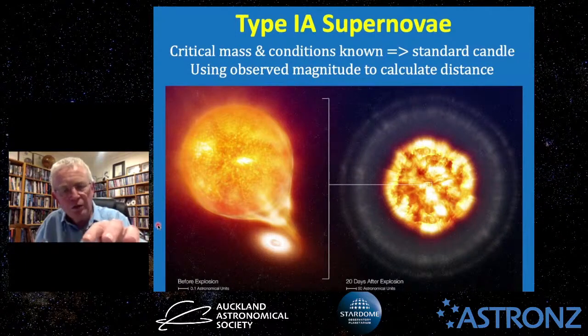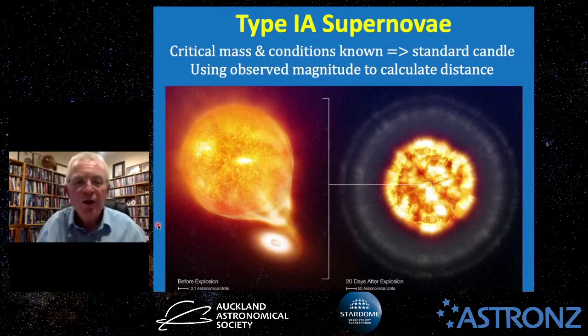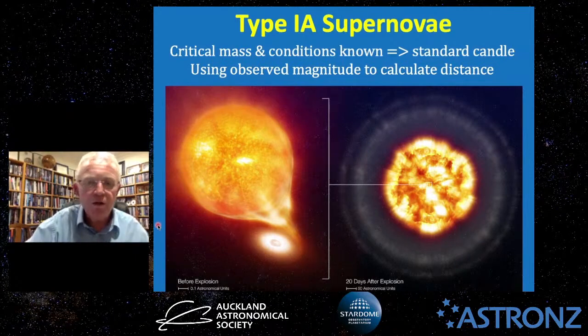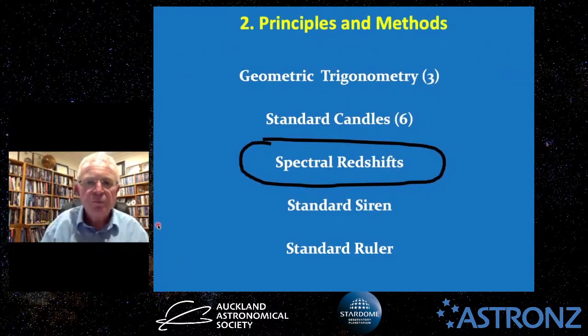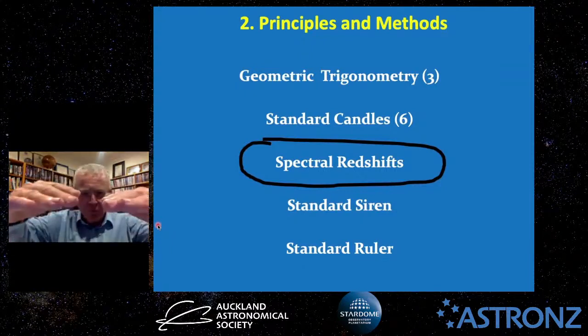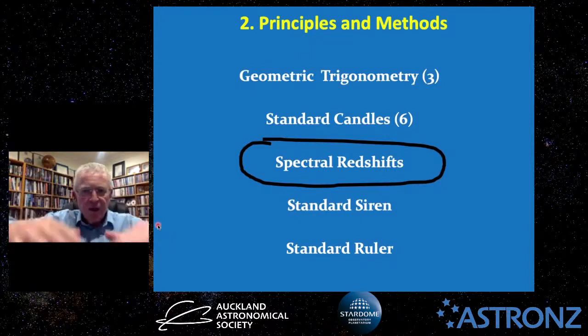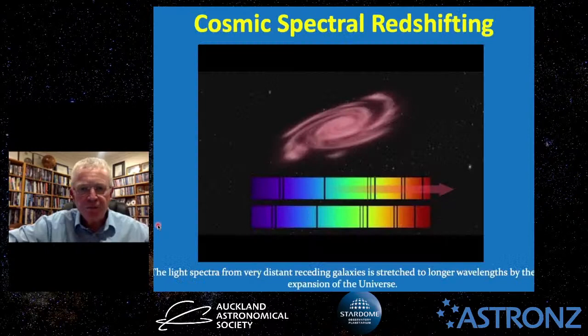When you look at a supernova type 1a, you then compare it, where you know how absolute it is, because they're all the same. You compare it with your observed one. Once again, you use your basic formula, and you can work out the distance to it. So that's type 1a supernova. So that's it. We've done trigonometry. We've done your standard candles. Let's look at spectral redshifts.